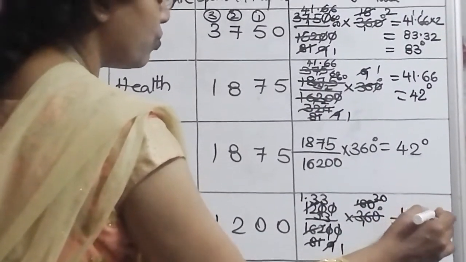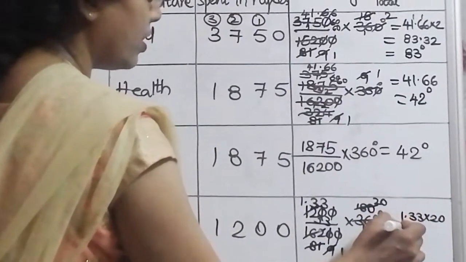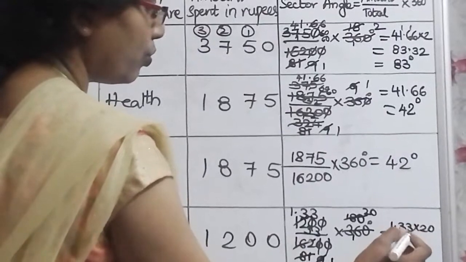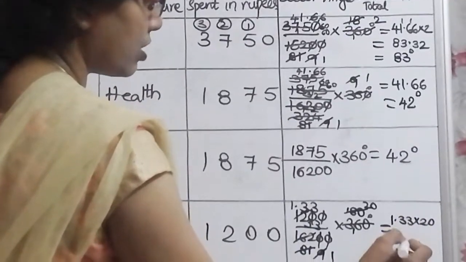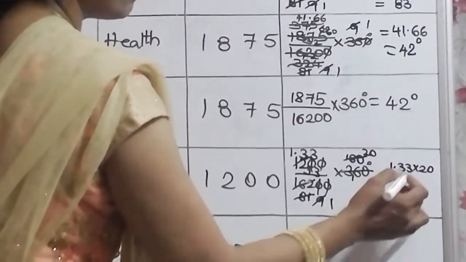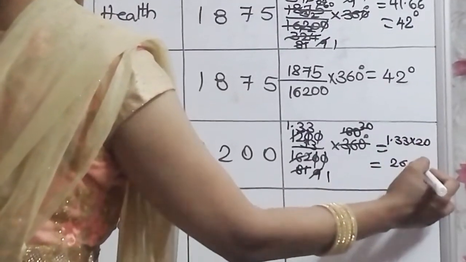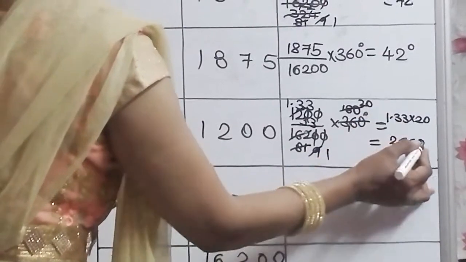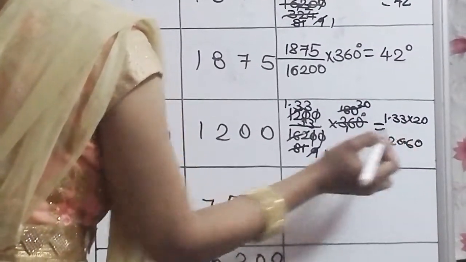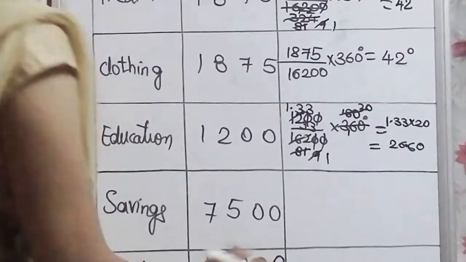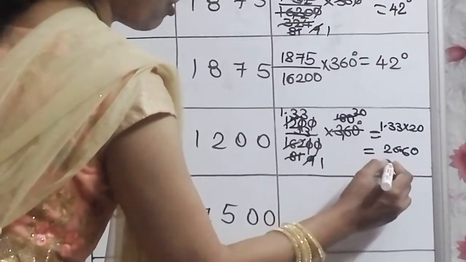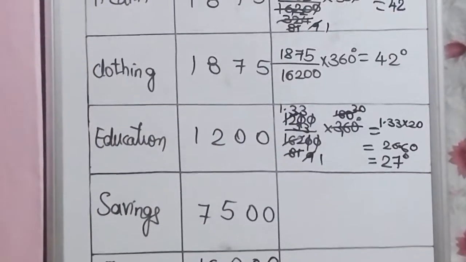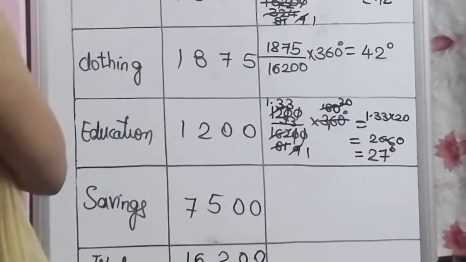1.33 into 20. So this is equal to 2 3s are 6, 2 1s are 2. Then 0 is there here, so we will add 1 0. After 2 digits we should write a point. So here when we round off, this will be equal to 27 degrees. How many degrees? 27 degrees.